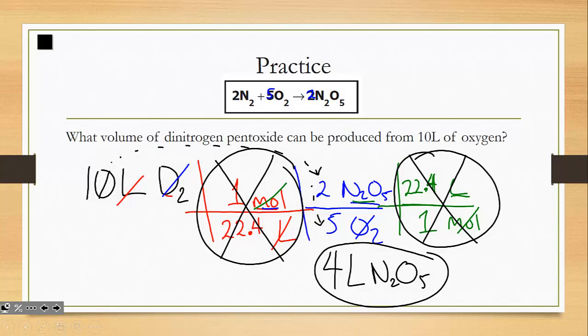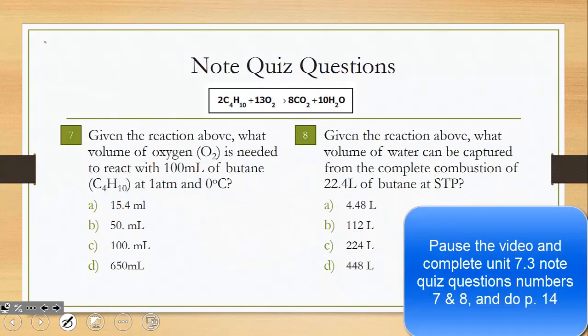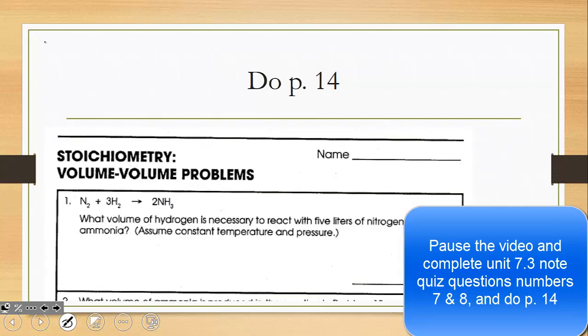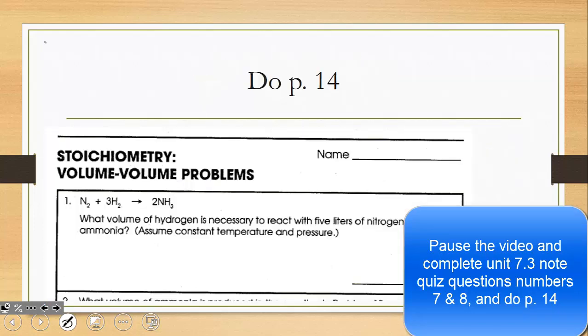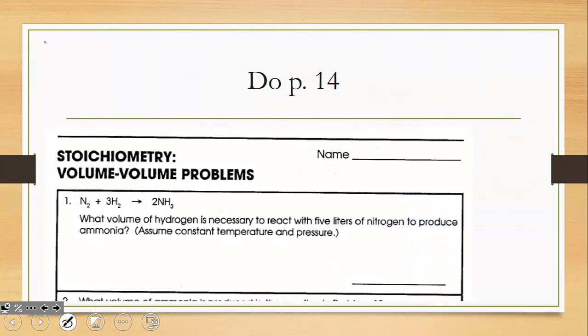Again, this trick only works when you are going from liters of a reactant or product to liters of another reactant or product, where you can multiply by the mole to mole ratio, which, luckily enough for you, is true for the next 2 note quiz questions. You also can do page 14, so please pause the video, complete note quiz questions 7 and 8, as well as page 14 in your packet.